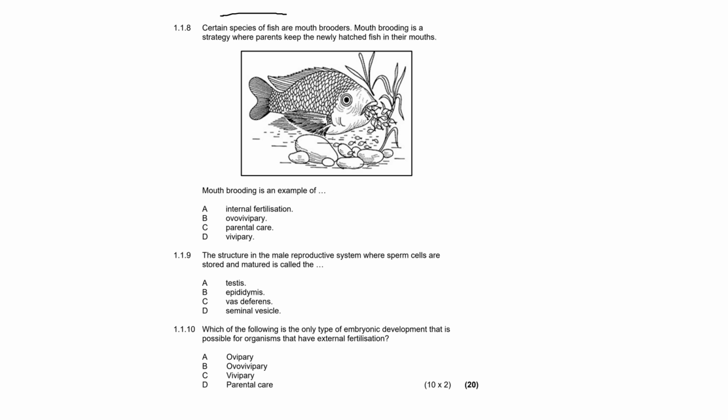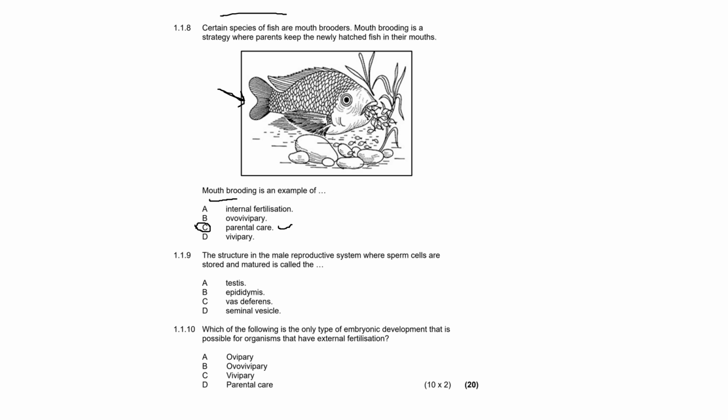Okay, that's just nice. So they're asking us, mouth brooding is an example of what? Remember, they're putting everything in the mouth, which means this fish is showing care to their newborn offspring. So whenever you think about caring and all that, know that that type of example will be parental care. Those fishes are showing care. They are putting their kids in the mouth until maybe they are old enough to move by themselves. That's parental care.